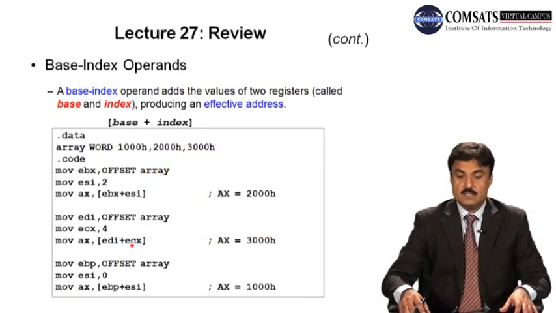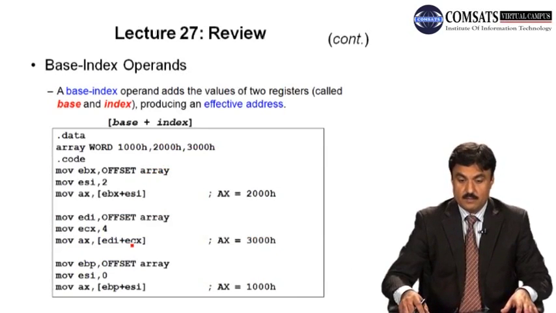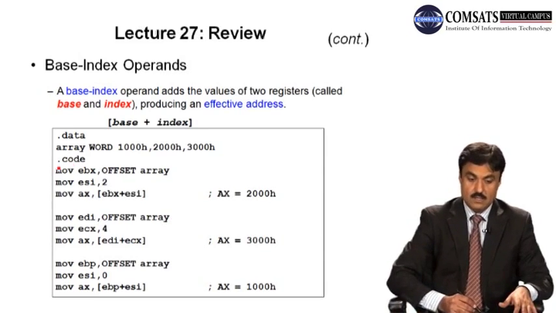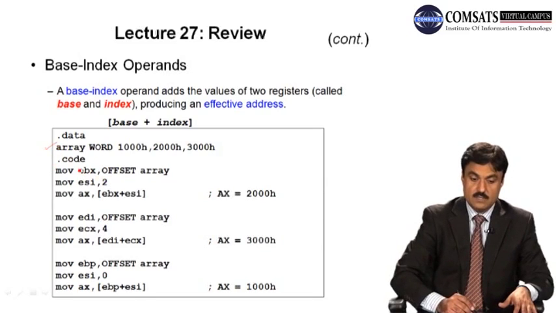Inside the base plus index operand, it will add the values of two registers. These two registers are called the base and the index register. They produce the effective address. For example, this one is the array, and we have the offset of this array in the EBX register. So this is the base address, and this one is the index.